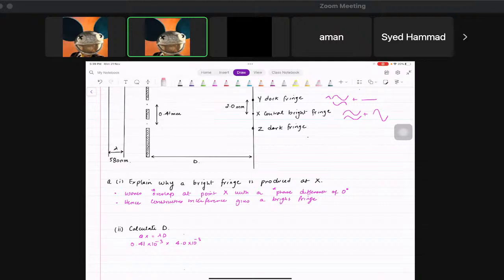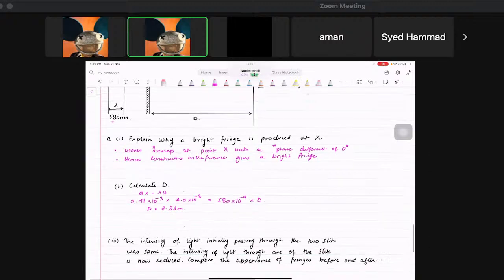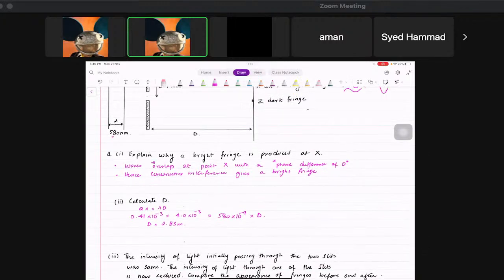Okay. Now the lambda is given as 580 nano, which is 10 raised to minus 9, and we want to find D. It's very simple, just put in the values, and because we converted everything into meters, you should expect 2.83 meters as the distance of the screen from the slits. Any questions here? Please let me know.